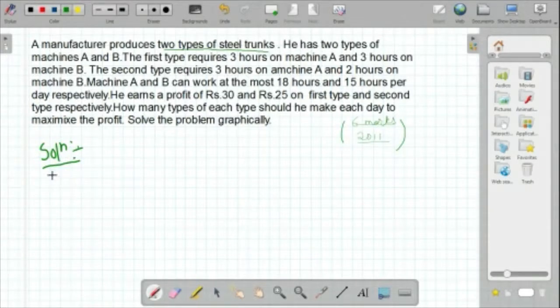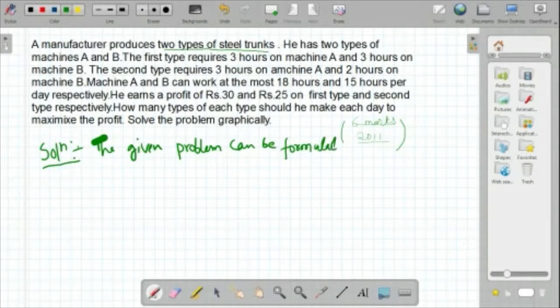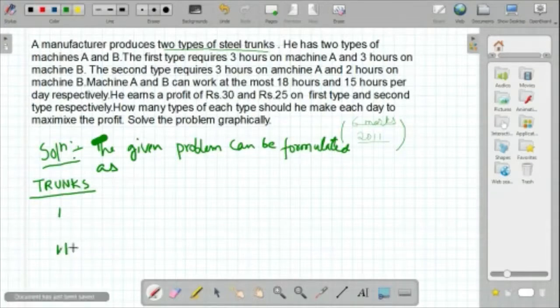Okay, so as usual, let's say the given problem can be formulated as, always, we will make a table, right? Trunks, say trunk 1 and trunk 2, right?